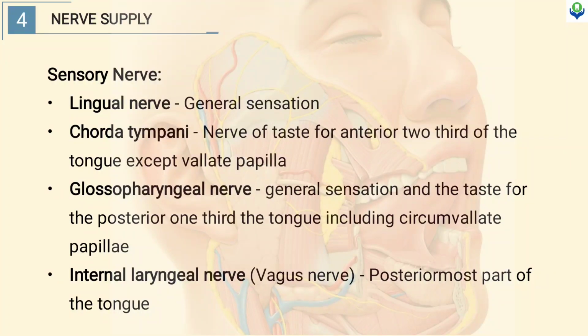Sensory nerves. The lingual nerve is the nerve of general sensation and the chorda tympani is the nerve of taste for the anterior two-thirds of the tongue, except the vallate papillae. The glossopharyngeal nerve is the nerve for both general sensation and taste for the posterior one-third of the tongue, including the circumvallate papillae. The posterior-most part of the tongue is supplied by the vagus nerve through the internal laryngeal branch.